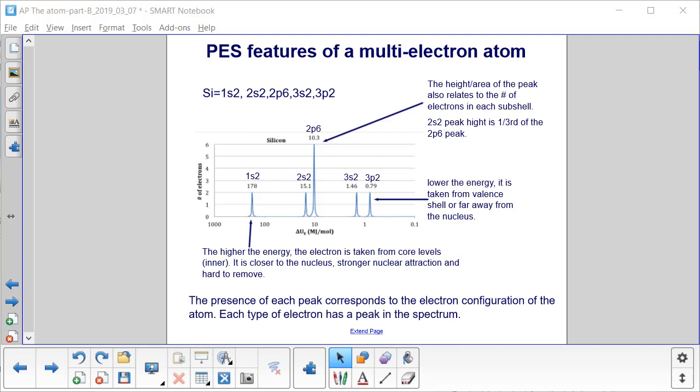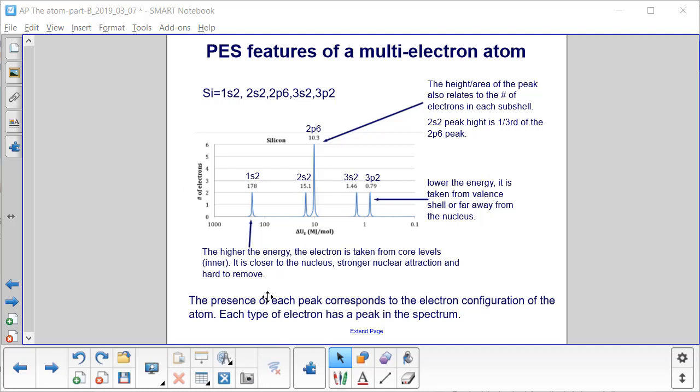Okay, so what features might we see on a PES of a multi-electron atom? I've shown the example here of the PES of silicon, Si, and I'm showing the electron configuration here: 1s2, 2s2, 2p6, 3s2, 3p2. And here's what the spectrum looks like. It starts at 1,000 here, then 100, then there's a break to 10, 1, and 0.1 megajoules per mole. And on the y-axis, I have my number of electrons.